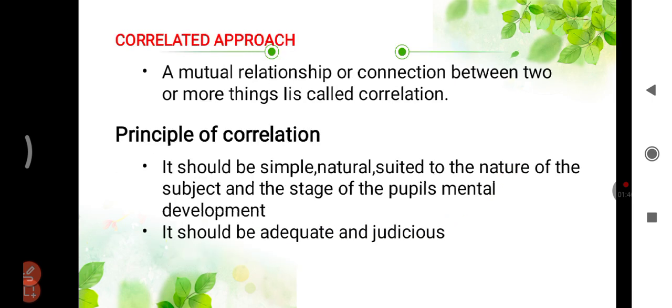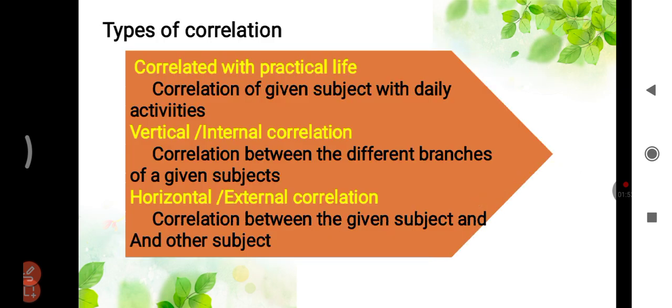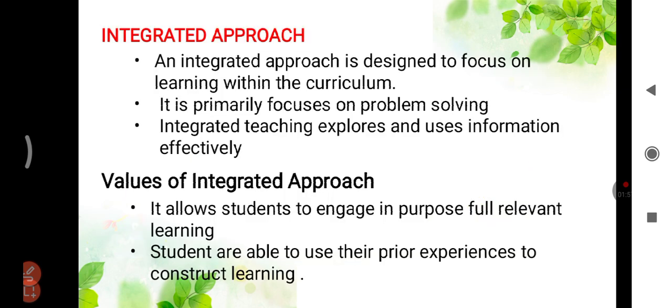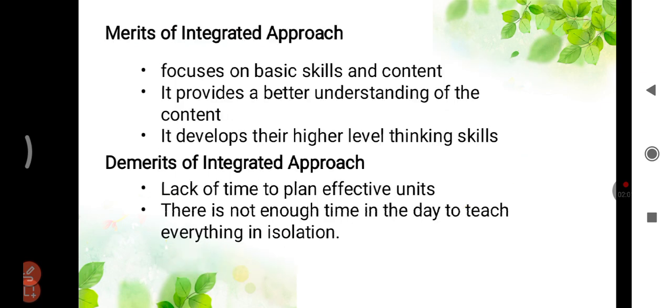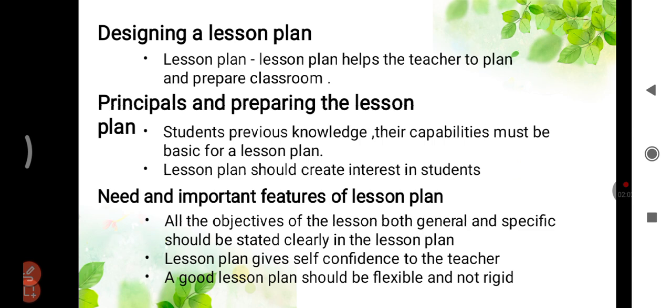Disadvantages. The principles of correlation: simplicity, naturalness, the nature of the subject, and the stage of mental development. The types: correlated, vertical and horizontal, integrated approaches, the value of integrated approaches, then merits and demerits.